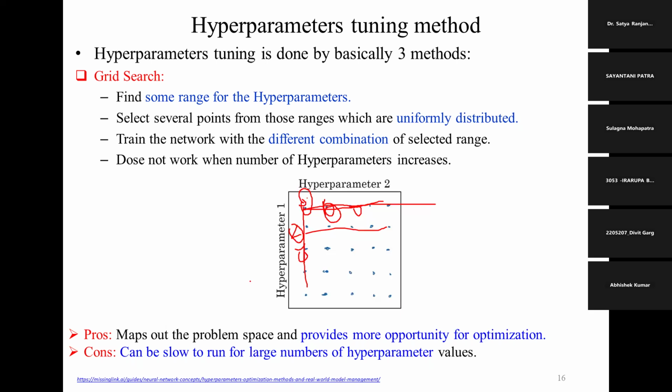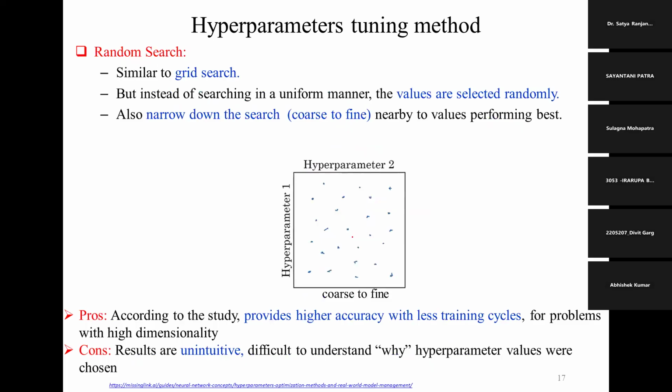a particular pattern randomly we will consider. Maybe one hyperparameter will change at a time, then another time another hyperparameter will change. This one we call random search. The advantage is that it provides higher accuracy with fewer training cycles, because we go for a random one. Who knows, we'll get lucky, and while we are changing the parameters, we get the best set of parameters. But the disadvantage is that it is unintuitive.